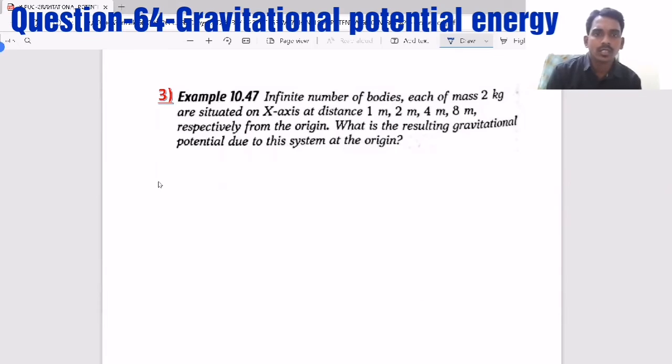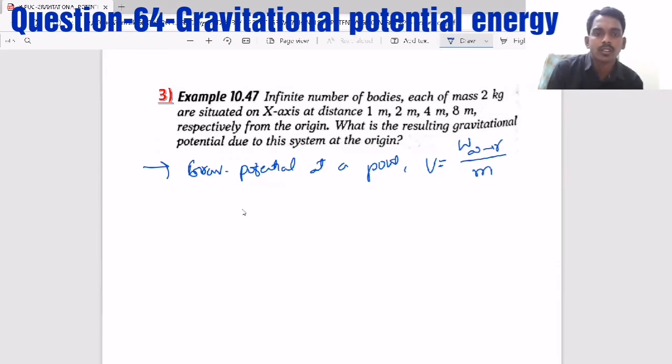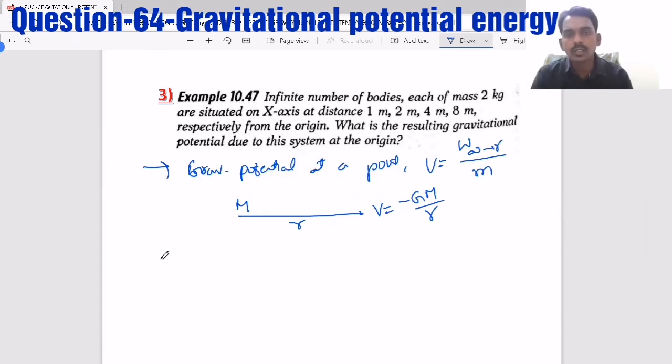Now, the next thing is an infinite number of bodies, each of mass m, situated on the x-axis. What is the resulting gravitational potential? See here, gravitational potential at a point is equal to the work done in bringing a mass from infinity to a distance, per unit mass. So due to a point mass at any distance, the gravitational potential is minus Gm by r. That's why there are similarities between electrostatics and gravitation. The same, similar formulas will come.